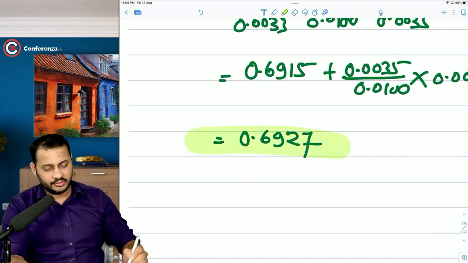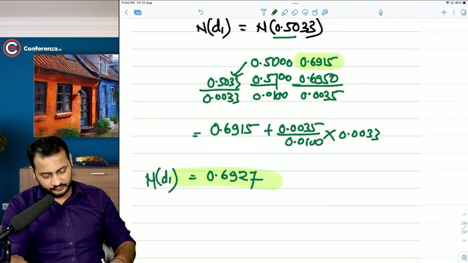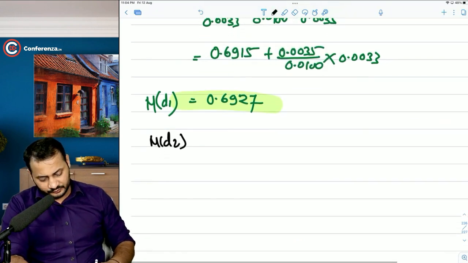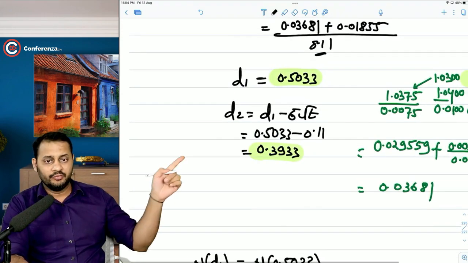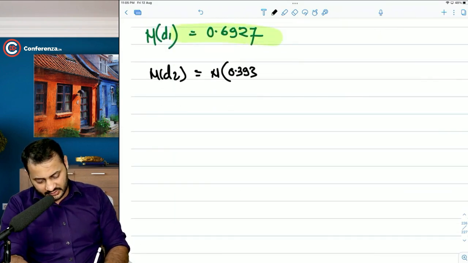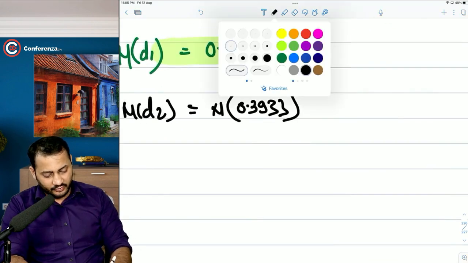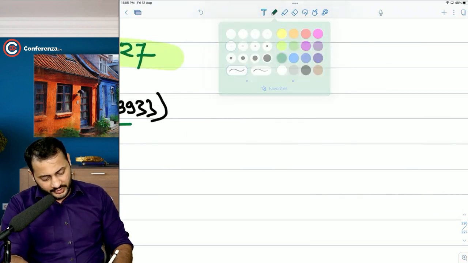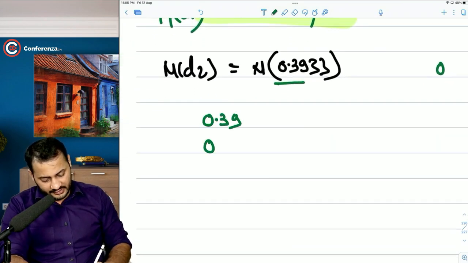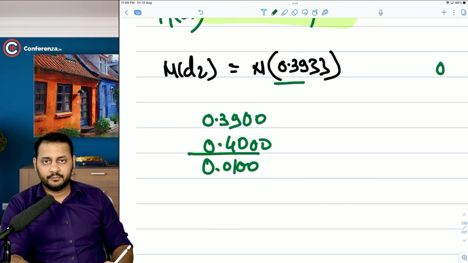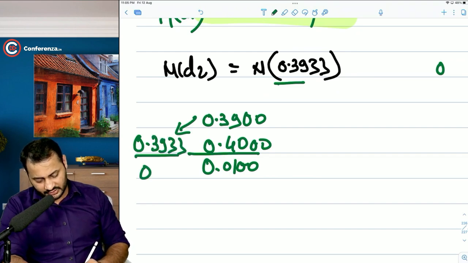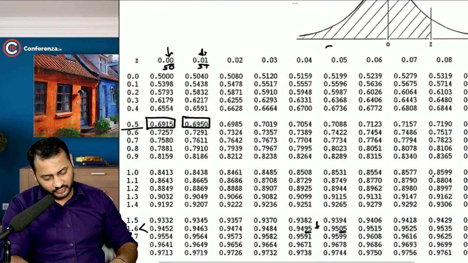So this is going to be our first value, ND1: 0.6927. In the same way, you are going to calculate ND2. ND2 is nothing but N of d2, which is 0.3933. In the table you will not get the exact value, but you can get 0.39 and the next figure, 0.40. This means we are moving 100 steps ahead. But if we have to go only to 0.3933, that means only 33 steps. So let's find the values of 0.39.